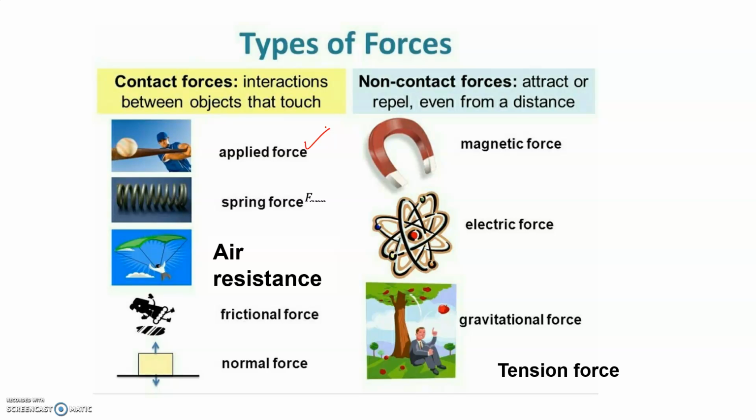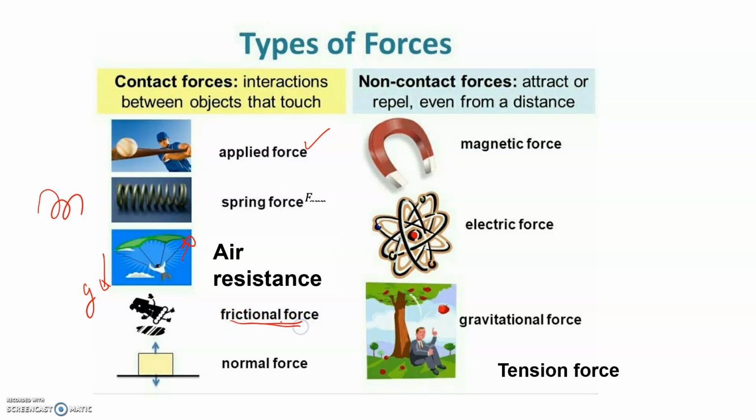I have spring force. Whenever you have a spring, you will have this restoring force that tries to bring the spring back to its equilibrium position. If I stretch or compress the spring, the spring force tries to bring it back to its equilibrium position. I have air resistance. Whenever a skydiver jumps from an aeroplane, he will go down because of gravity. We have gravity down. What will push him up? Once he opens his parachute, I have air resistance up, pushing him up.